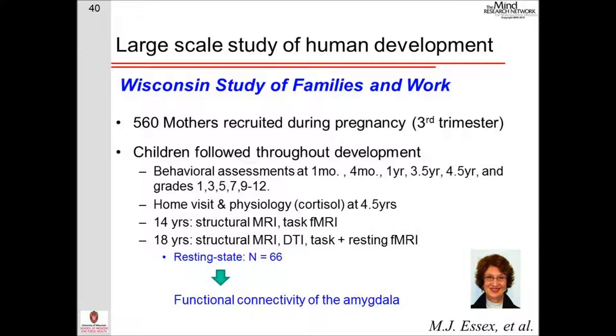So cortisol was measured over a period of 3 days, averaged together, when the kids were about 4 years old. Does it correlate at all with what their brain looks like at age 18? Pretty standard imaging parameters you see here. This is what the amygdala connectivity looks like.